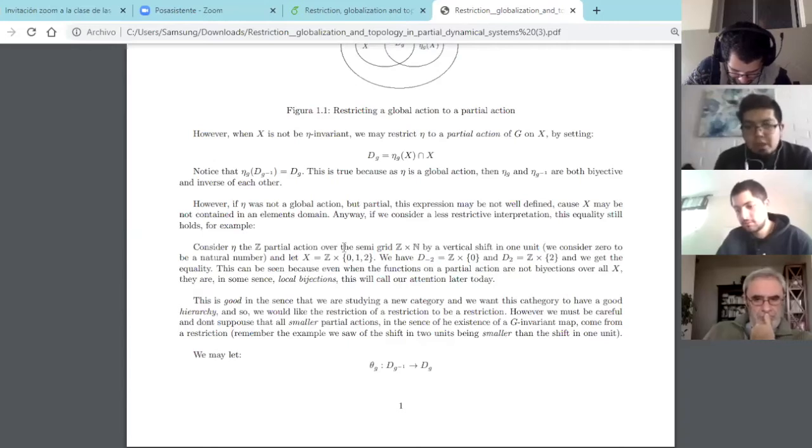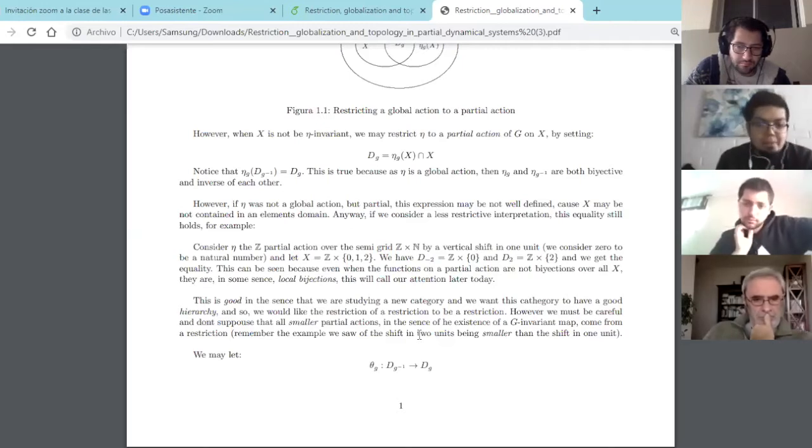But I want to make a comment here that I'm not sure that all of these, quote unquote, smaller partial actions come from the existence of a restriction. I remember the example we told last week as well, that we have this shift by two units that was smaller in the sense that we had the G-equivariant map, but it was not, at least from the beginning, a restriction of the original partial action.